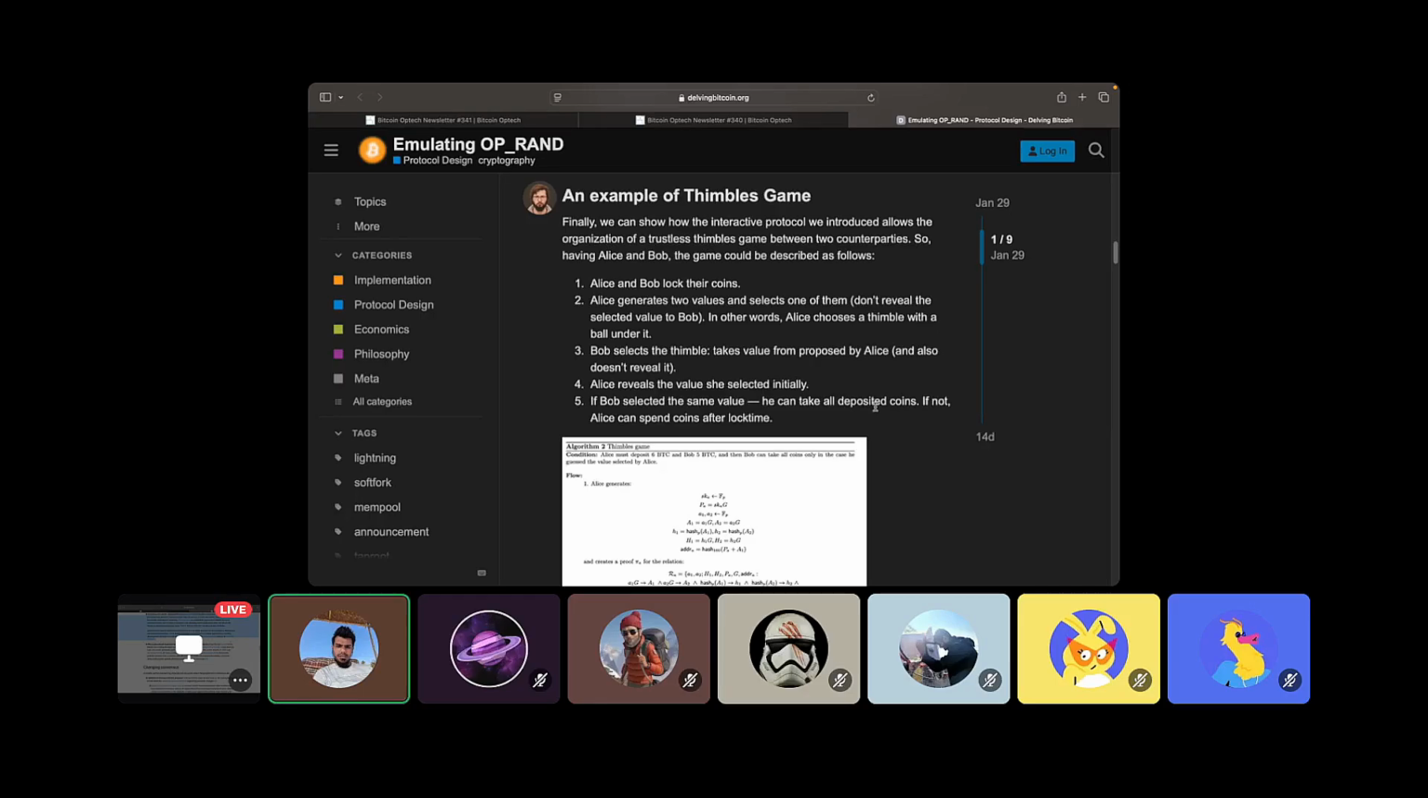Going back to the thimbles analogy, what's a thimbles game? A thimbles game is a game where you hide a ball under one of two cups, right? You take two cups and you hide a small ball under one of those two cups, and you don't reveal which cup the ball is under. And there's a challenger. The challenger has to guess which cup the ball is under. And if the challenger guesses it right, then the challenger wins. And if the challenger guesses it wrong, then the initiator wins, right? So it is something similar to that.